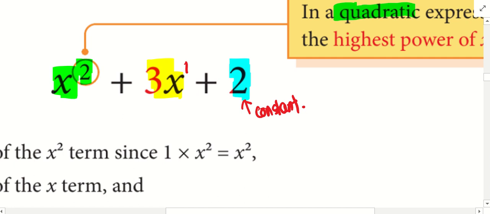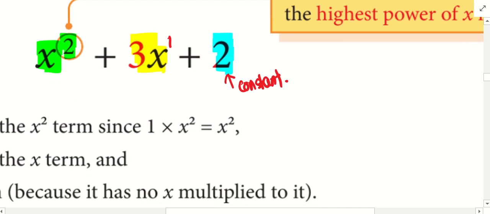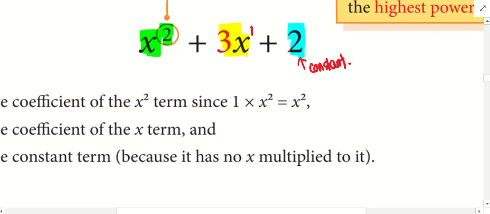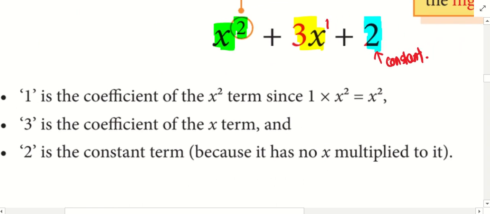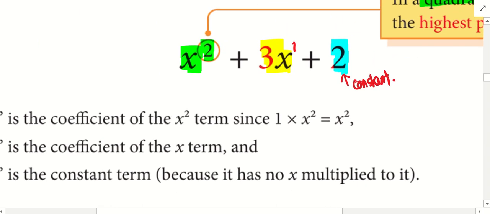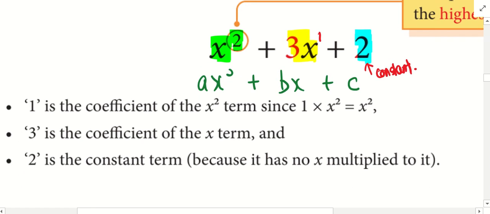Your job now is very simple. Every time I give you a quadratic equation, notice, you need to identify it in this form. What is the form? Ax squared plus bx plus c. And you need to type this into the calculator. What do I mean? Okay, a is the number beside x squared, or otherwise known as the coefficient.